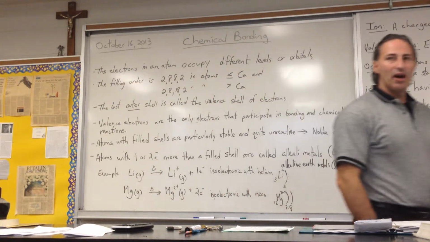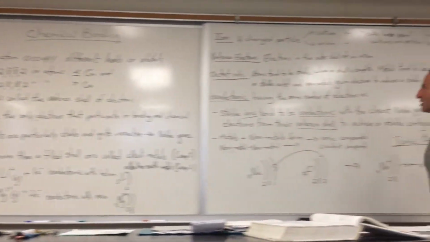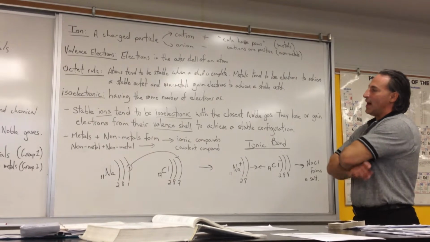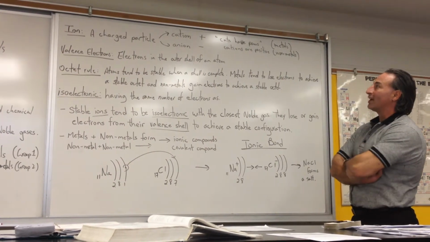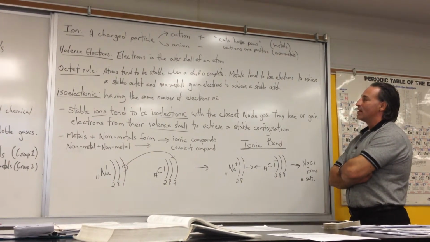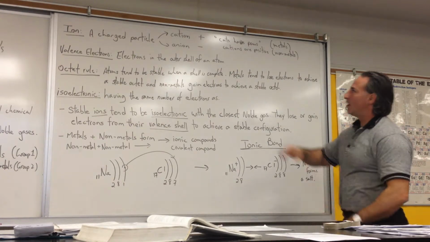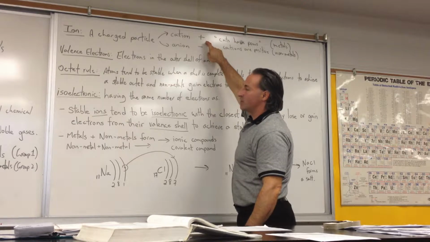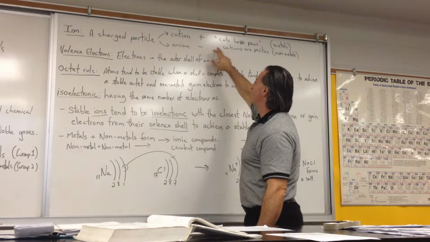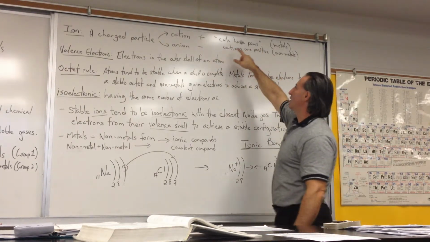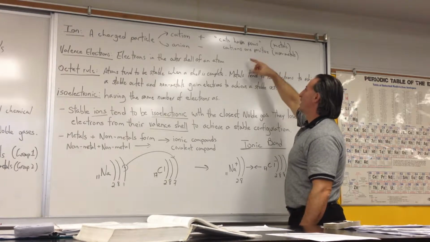So what is an ion? An ion is a charged particle. It's an atom that has either more or fewer electrons than it would normally have in the ground state. Cations are positive particles, and anions are negative. A good way to remember that is to use the little mnemonic, cats have paws. So cations are positive.